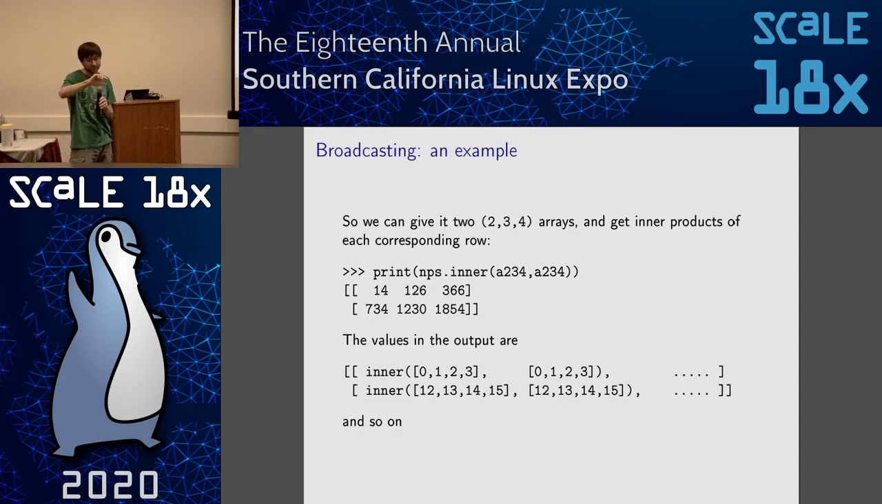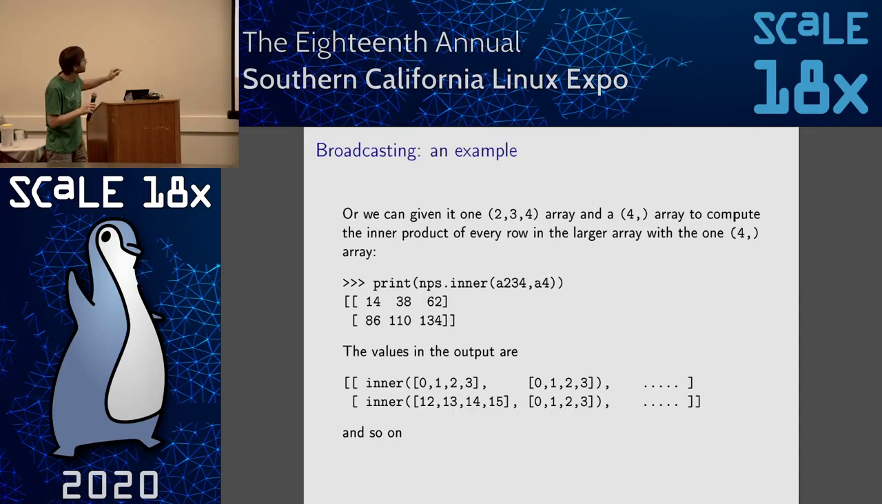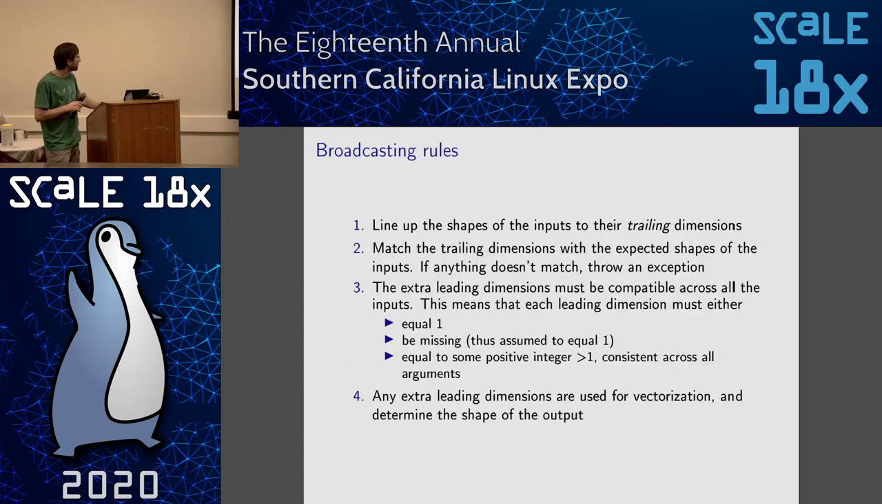You can give it objects that have length 1 in the broadcasting dimensions, like a 4. So if you compute the inner product of a 2, 3, 4 array, which is a big array, with just a 4, which is just a single row, you get an output of the same shape, but they will be inner products of each row of the big matrix with the one row that we have. Okay, so here are the rules. Mostly it's what I described. I'm not going to get into this; there's a lot of documentation.